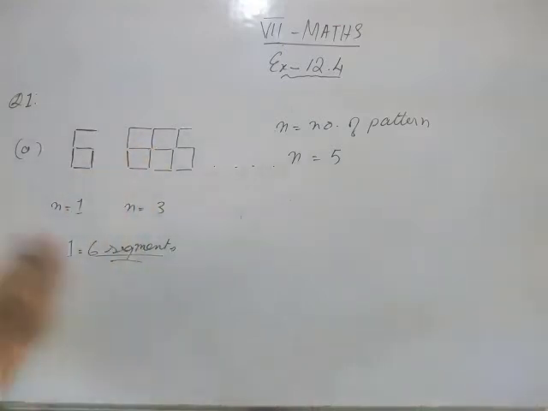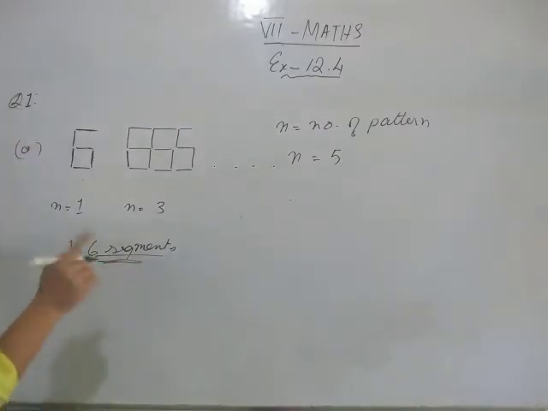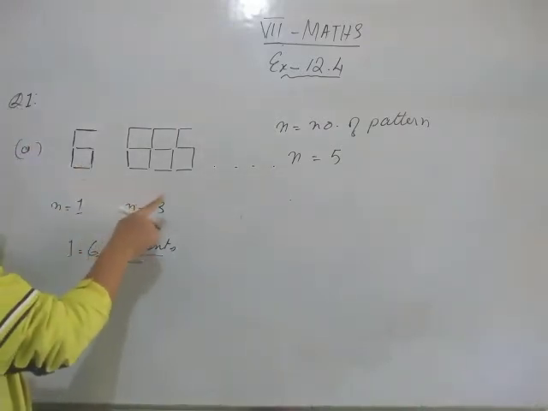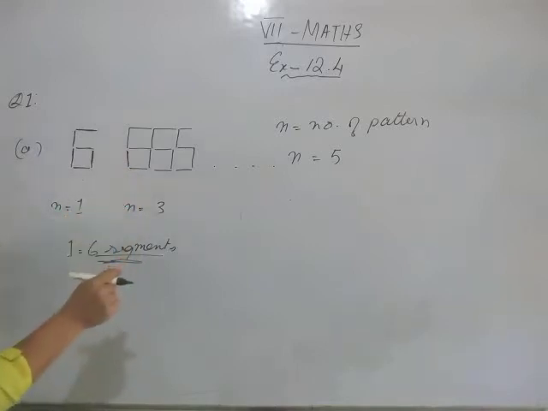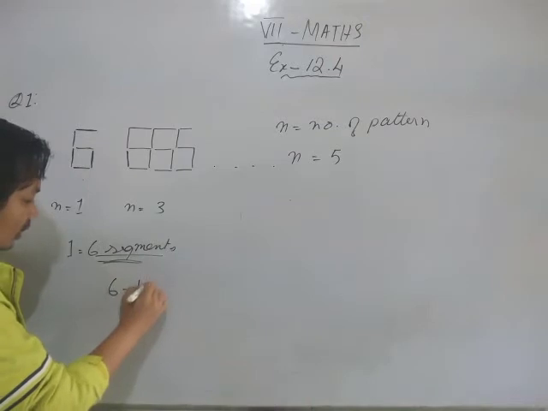So what happens? 6 segments are required to make one pattern, but if you make 2 patterns and one segment is common, then you subtract 1 from 6. 6 minus 1 is equal to 5.